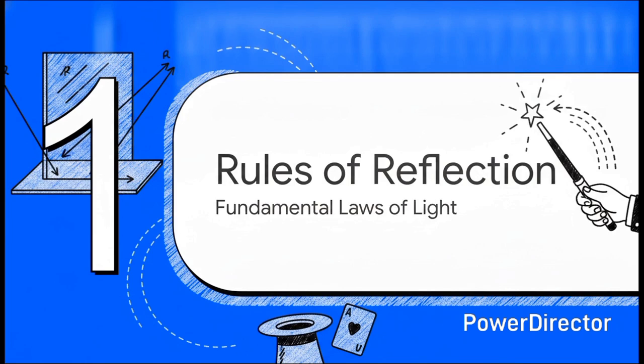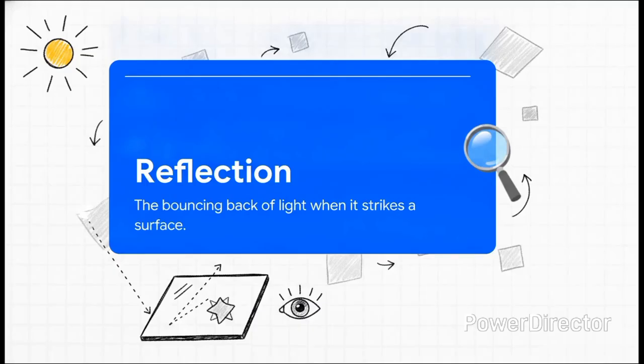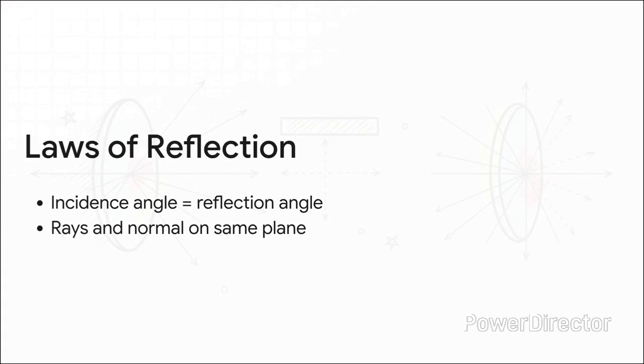Because every magic trick has to start with some ground rules. Before we get into the complex curves and all those mind-bending illusions, let's quickly ground ourselves. Reflection is simply the bouncing back of light when it strikes a surface. It is the exact mechanism that lets us see literally any object around us that doesn't produce its own light. Now, what's really interesting about this slide is that these aren't just polite suggestions, right? They are the two unbreakable laws of reflection.